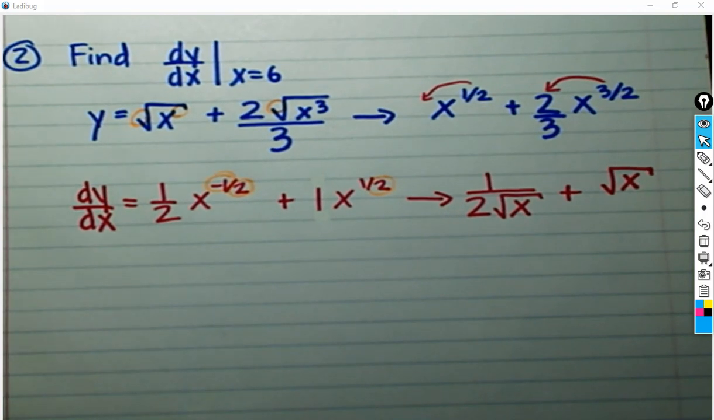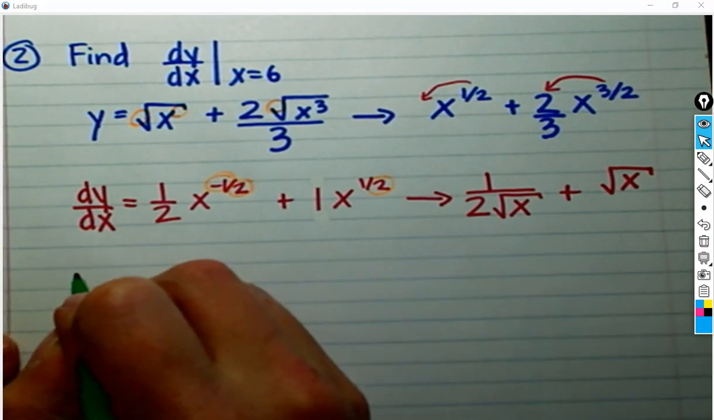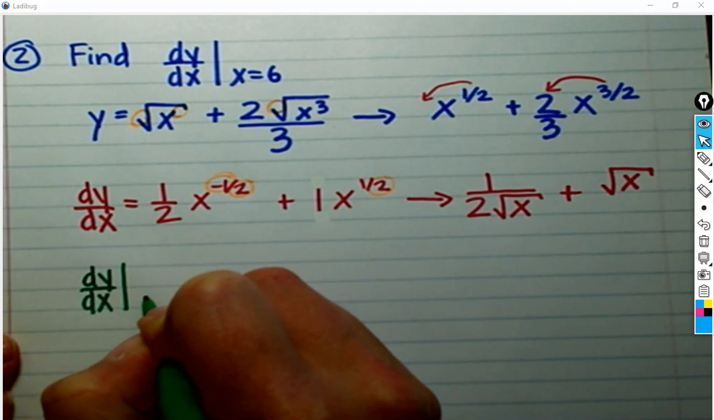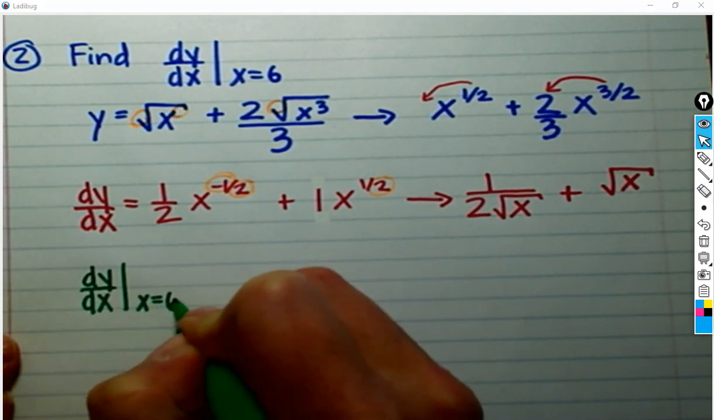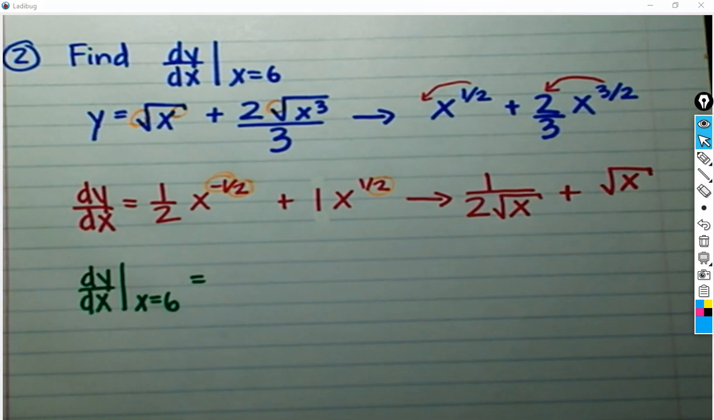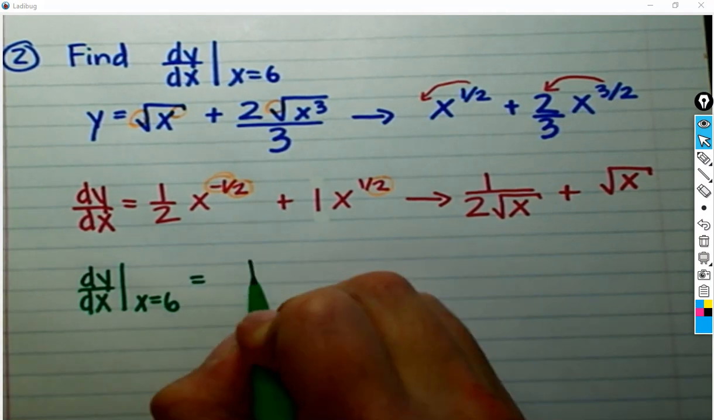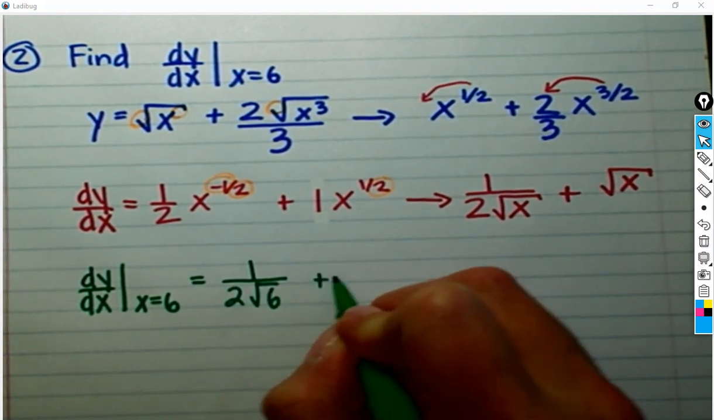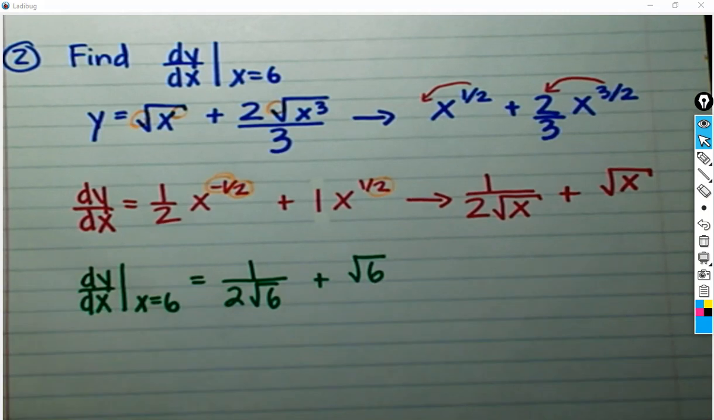Step 3. dy/dx when x equals 6. It just means plug in. That's all that means. Okay, 1 over 2 root 6 plus root 6.